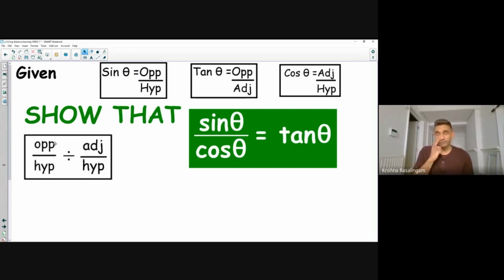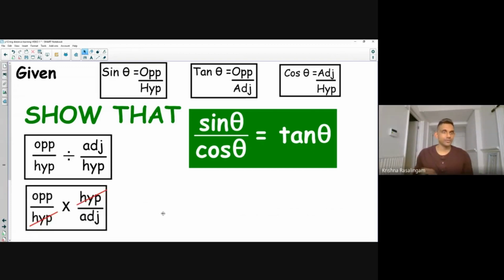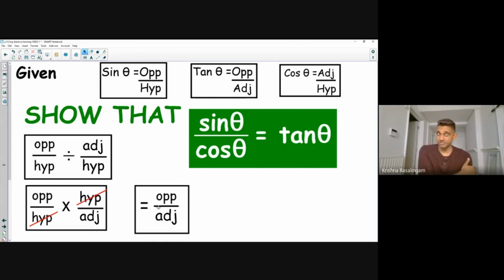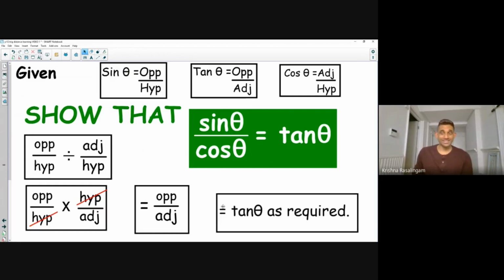First we sub in. We make the replacement that sine is opposite over hypotenuse and cos is adjacent over hypotenuse. How do we divide fractions? That's right, we leave, exchange, and we get this. Are there any factors that cancel? Yes, if you look at the screen, you can see that the hypotenuse cancels, and we're left with opposite over adjacent. If we look up to the top of the screen, tan is opposite over adjacent. So we end up with the right-hand side of the equation as required.